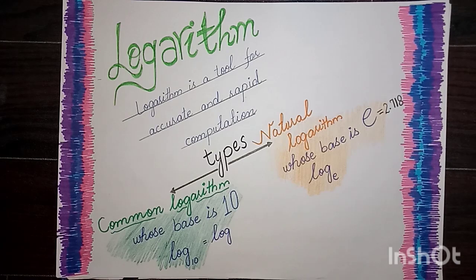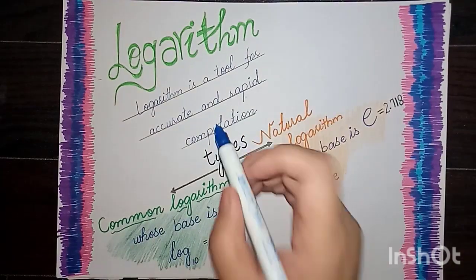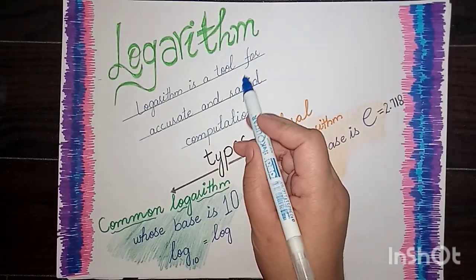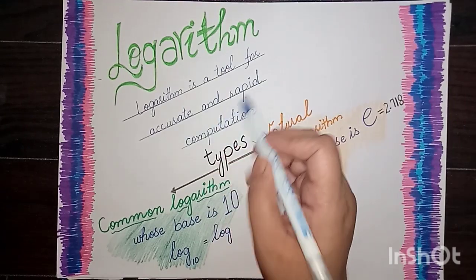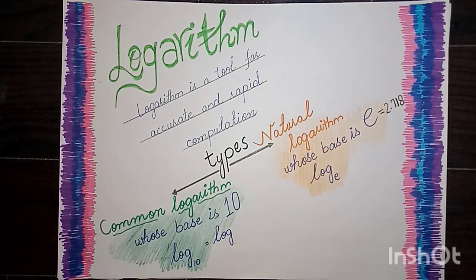Viewers, before going to solve exercise 3.2, first of all we will discuss the related topic of exercise 3.2. So our today's topic is logarithm. Logarithm is basically a tool for accurate and rapid computation. Basically this is a formula to solve very large numbers and very small numbers in a rapid computation.